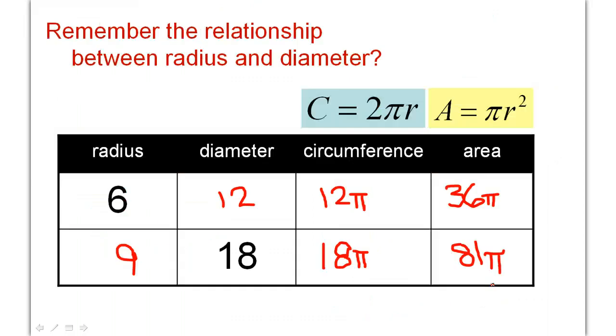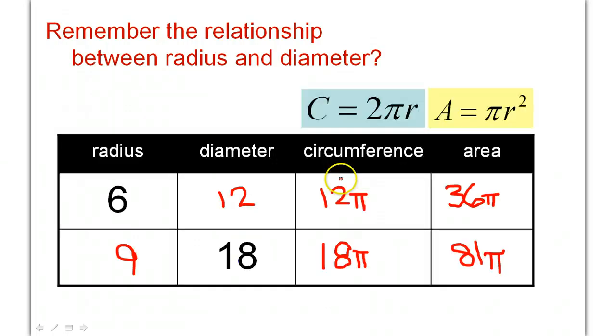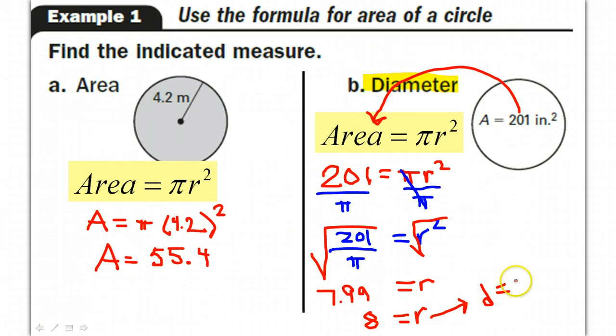It's simpler than that, okay? Look back at this picture. Oh, it would be 16. Right, okay? The radius is just half of the diameter is the whole. So if the radius is 8, the diameter is going to be 16. Okay? Any questions on example 1?